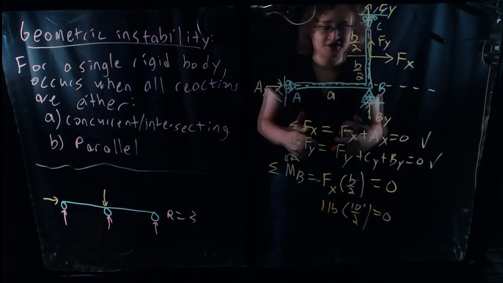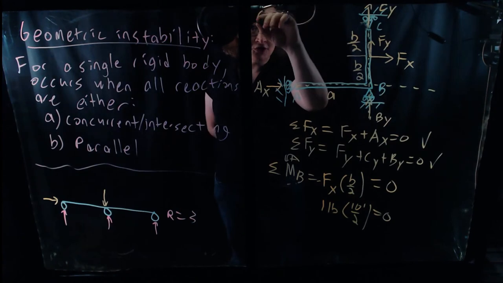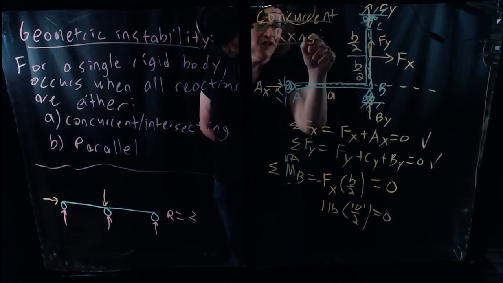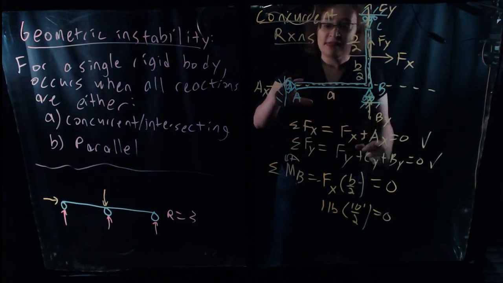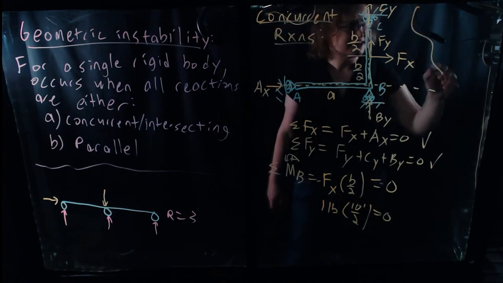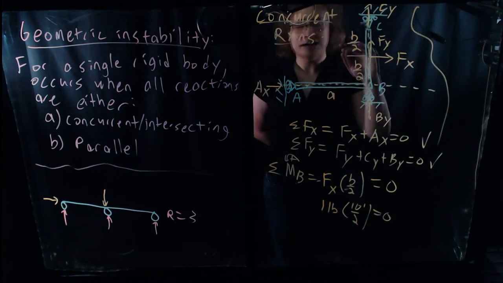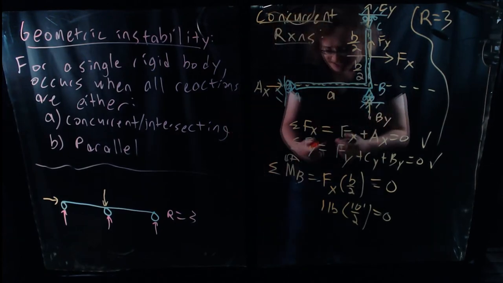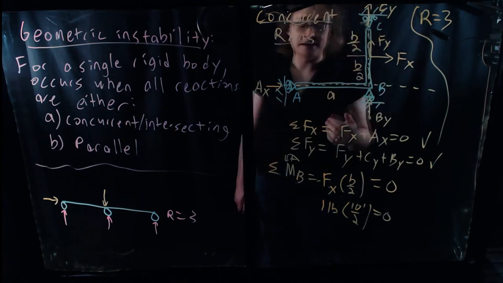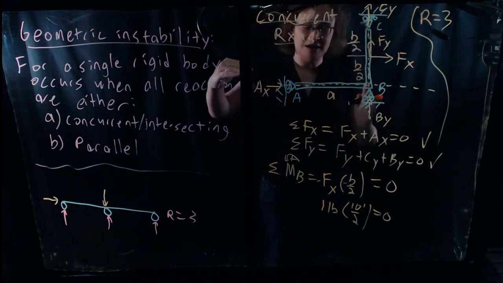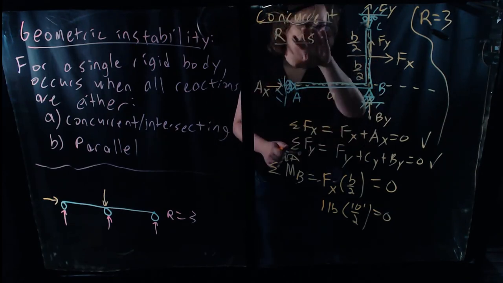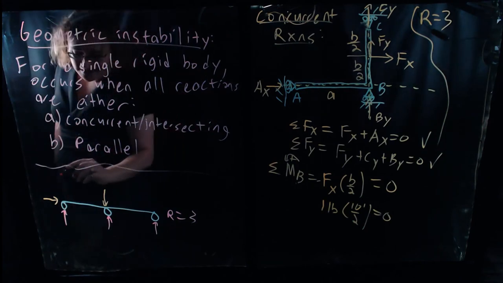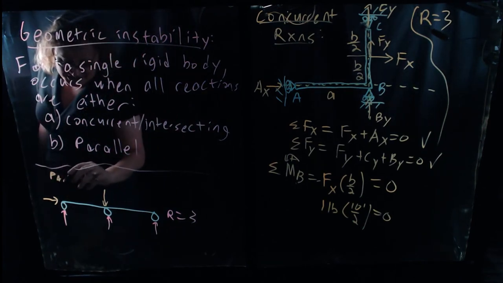I have no way of making the structure stable because, again, this is the case of concurrent reactions. So if all of my reactions have lines of action that point directly to one location, then regardless of the values, this is unstable. As a reminder, if I do my equation to determine stability and determinacy, I have r equals 3, 1, 2, 3. So I would predict, based on the equations we looked at earlier, that this was stable and determinate. It still is determinate. However, because all of the lines of action intersect at a single point, this is a geometrically unstable frame. So this is geometrically unstable because of concurrent reactions. This is geometrically unstable because of parallel reactions.